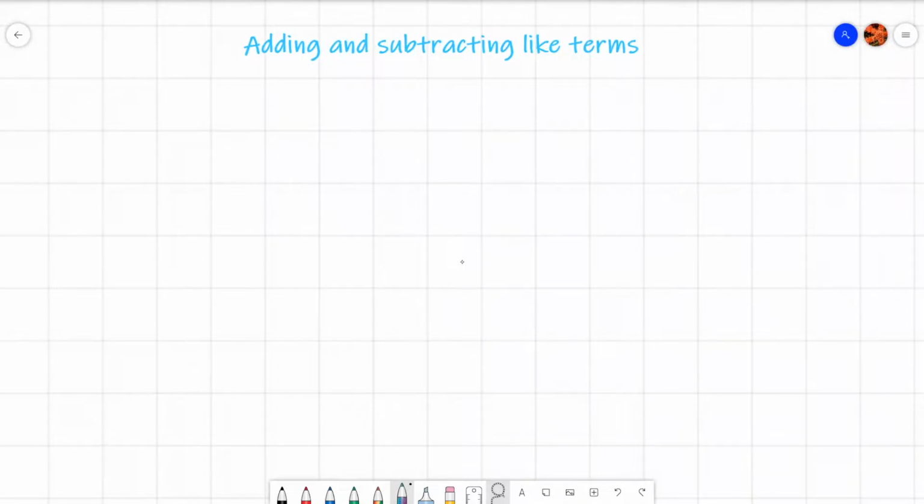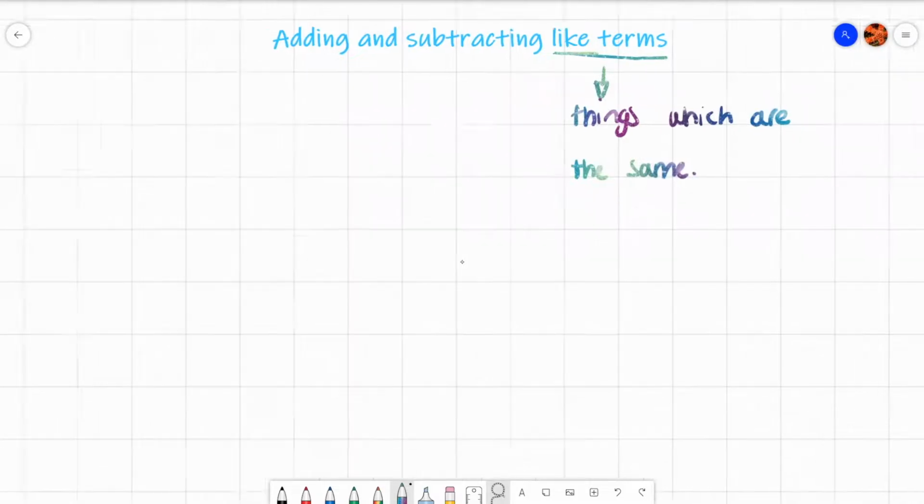Sometimes this is also known as collecting like terms in a topic. So you might see it on a maths website or a revision guide. It might say the words collecting like terms instead of adding and subtracting like terms. Well, what does it actually mean? Well, like terms means things which are the same.